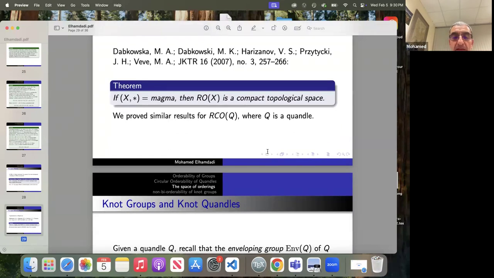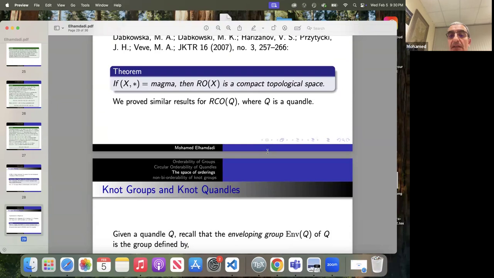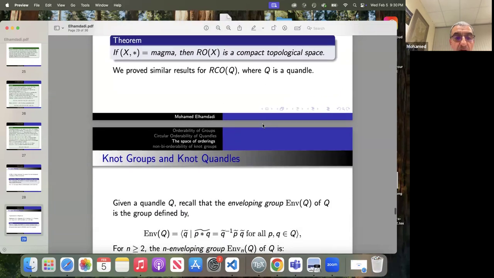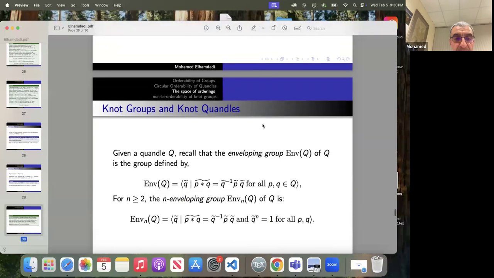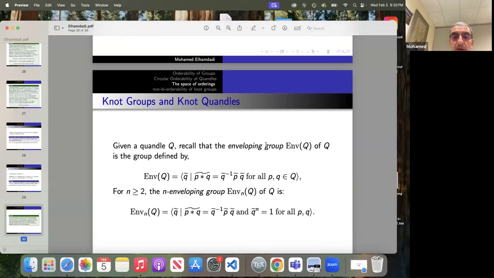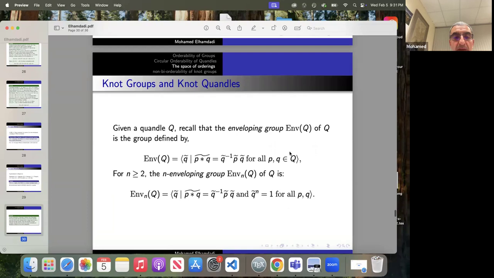Now I think I'm at the last part of my talk, and let's talk about knot groups and knot quandles. A few definitions. I think I mentioned the enveloping quandle earlier. If you have a quandle, you can construct a group from it called the enveloping group of the quandle. Sometimes it's called the adjoint group of the quandle. A few people use different naming. It's basically generated by the quandle, and you force the condition that the star operation becomes conjugation.